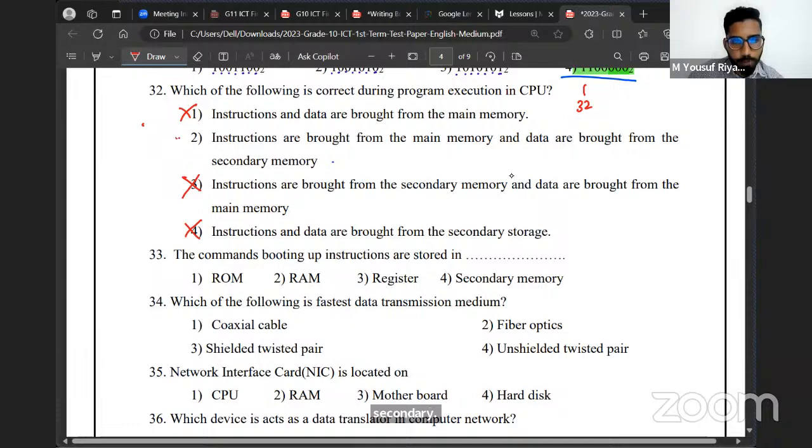Mostly it's this. But you can bring data also from the main memory. From the main memory, you can bring data as well. Actually, 1 and 2 both are correct, but the most suitable is the second one.